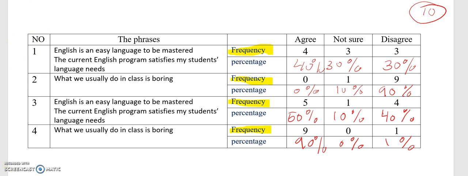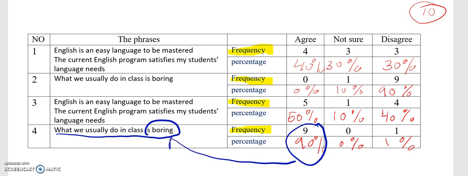So for example, let's see number 4. The statement in number 4 says, whatever I do in English classes is boring, for example. Okay, so 90% agreed that whatever they do in the classes is boring. So they are not satisfied with the English language program offered to them in the GFP. That's according to the context of that study. So now you have to give meaning to these numbers. These numbers are concrete. Now you have to give meaning. You have to relate. What does it mean here?